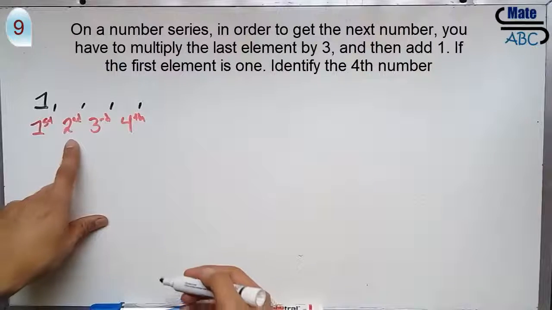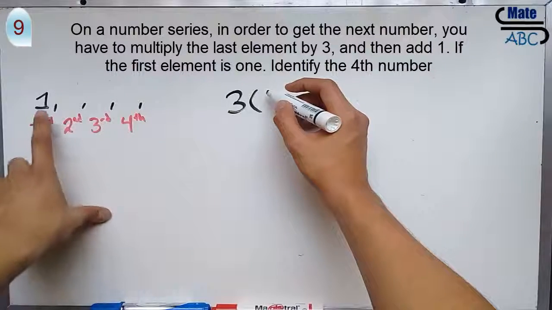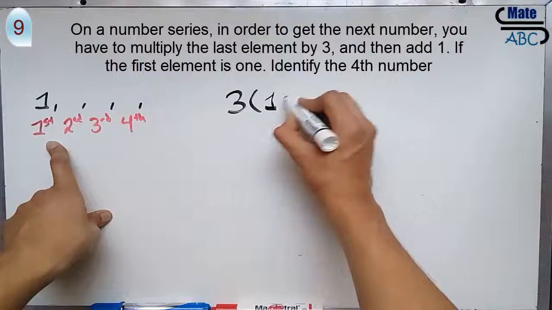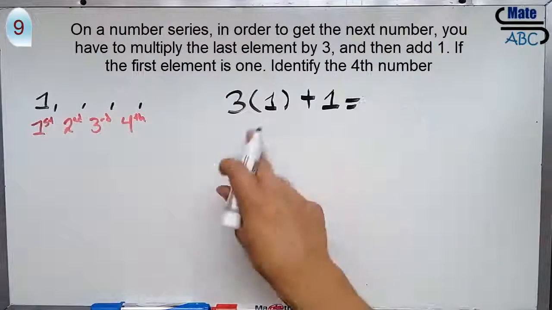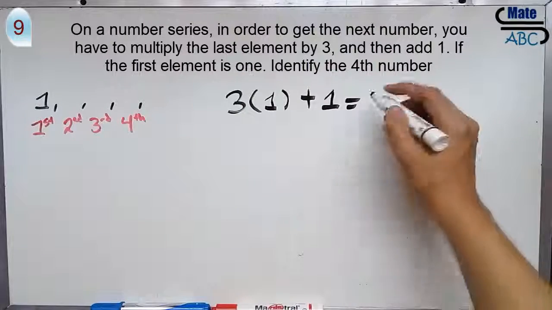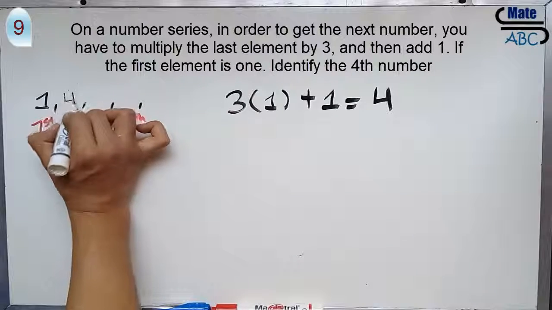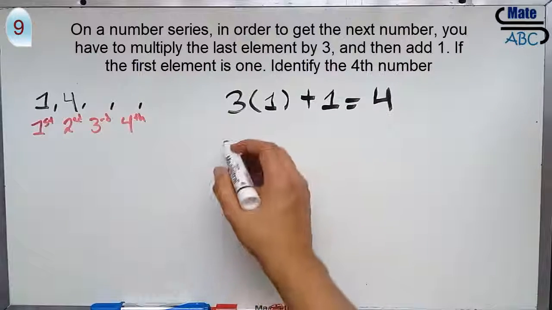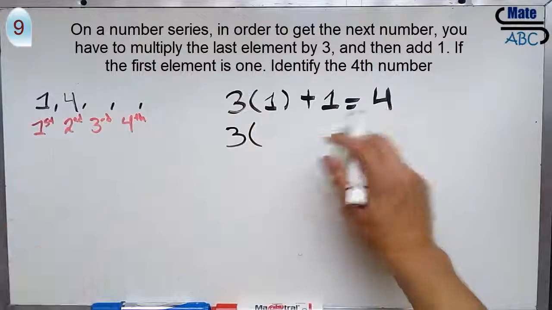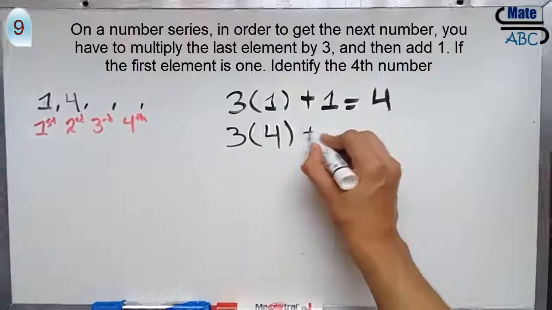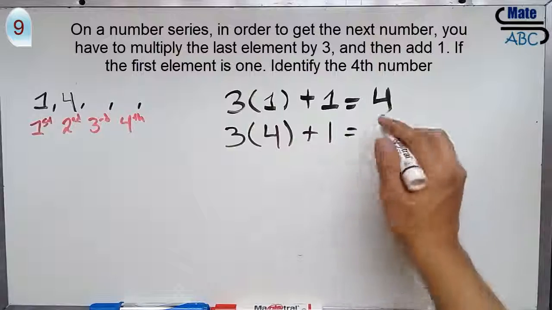In order to get the following number, you need to multiply 3 by the last element, in this case is 1, and then add 1. And this is 3 plus 1, 4. So the second one is 4. The third element will be 3 times the last element, in this case is 4, plus 1. And this is 3 times 4 is 12, plus 1, 13.